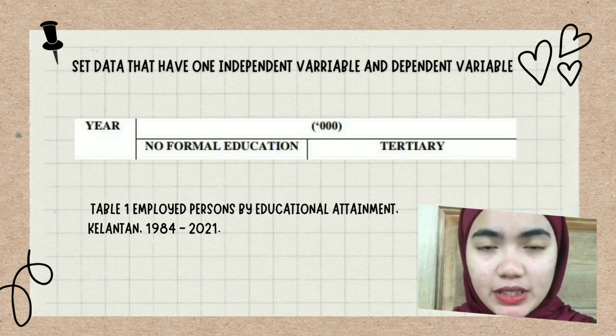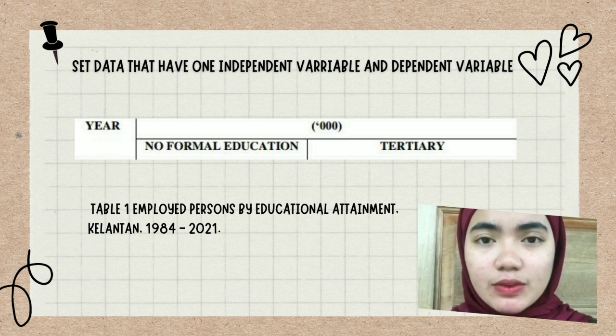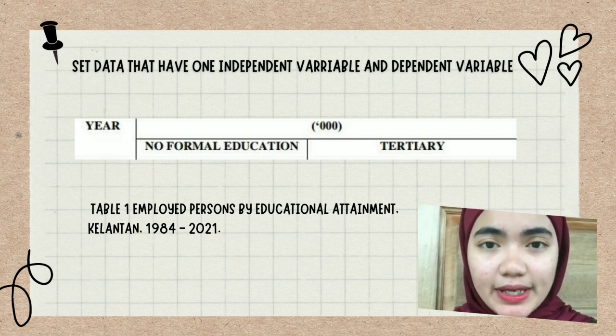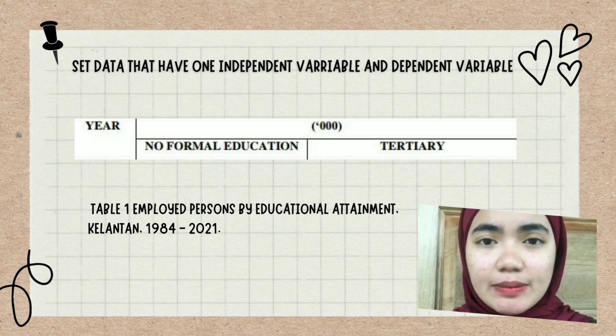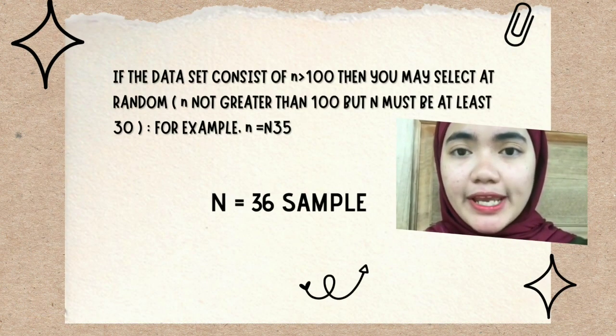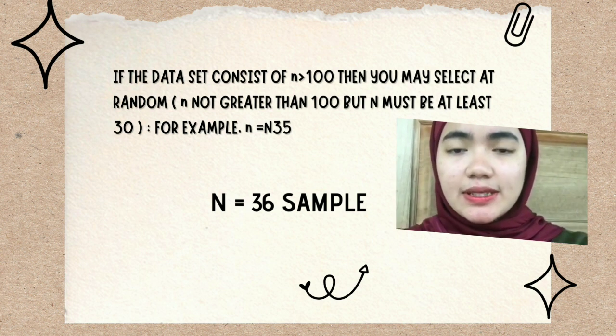Today I'll be explaining part B. For part B, we must find a data set that has one independent variable and one dependent variable. So our group selected data from table 14 at dosm.gov.my, and the data is employed persons by educational attainment in Kelantan from 1984 until 2021. We compare employed persons who have no formal education with employed persons having a tertiary education. We have 36 years of sample to calculate.